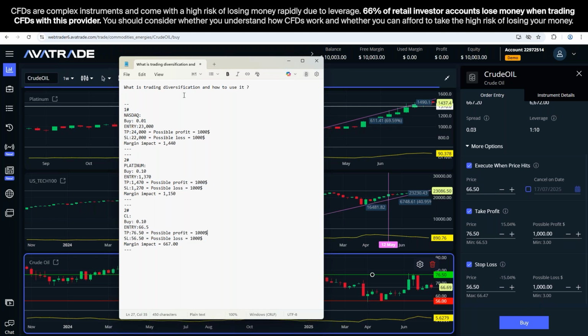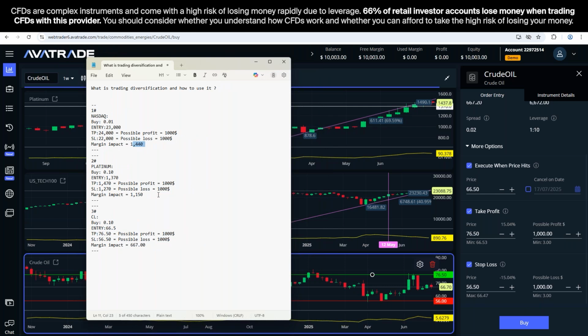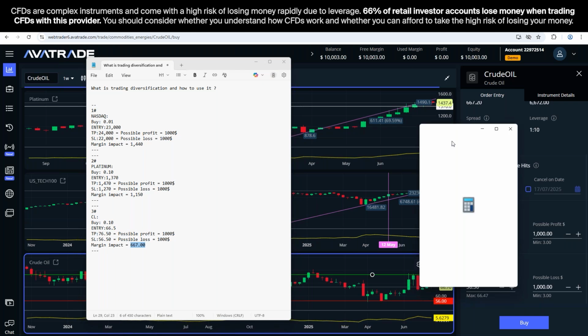Okay, so basically what's happening here is we've got 3 positions to make. This will be the third, and the top two positions are more than 1,000, which means that in this case I'll need to use 14% of my available margin currently, and in here a little more than 11%, 11.5%, and in here 6.6%.